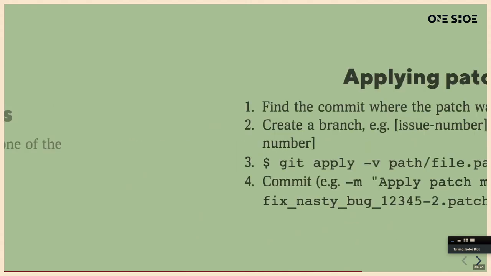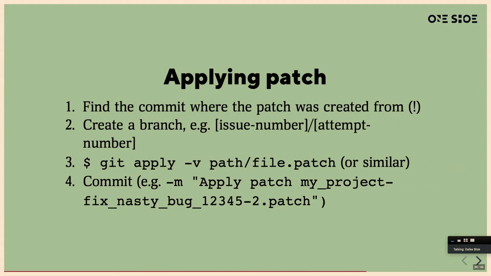So first of all, let's look at what you do to apply an existing patch that you downloaded from Drupal.org and you want to continue work on, for example. You find the commit where that patch was created from. This step can often be skipped, although it can be important later on. You create a branch at that point.